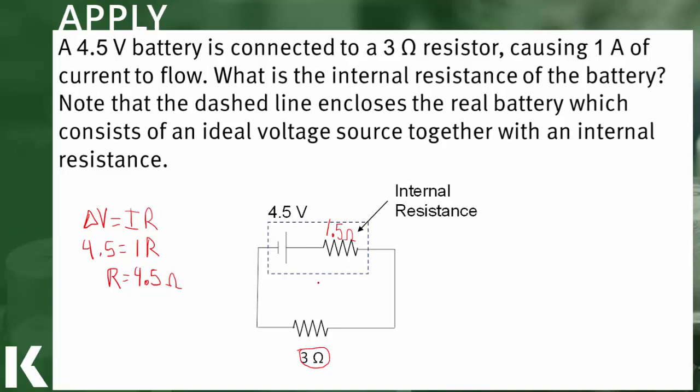In a future lesson, we'll learn that when we have resistors in series, the total resistance, in this case 4.5 ohms, is the sum of each resistor in the series circuit.